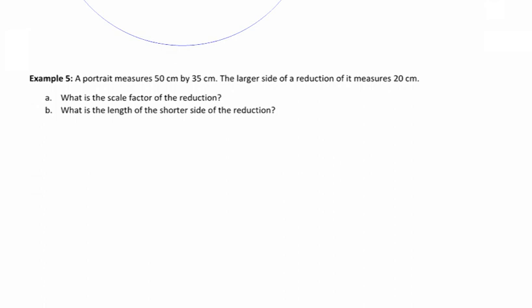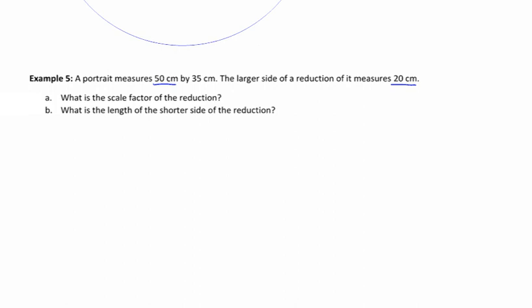Example 5, a portrait measures 50 centimeters by 35 centimeters. The larger side of a reduction of it measures 20 centimeters. What is the scale factor of the reduction? So we need to again make sure we're comparing corresponding sides. So if the larger side of the reduction is 20, then it must have been 20 that was compared with 50, if it's the larger side, because 35 using the same scale factor should be less than 20, as it won't be the larger side.